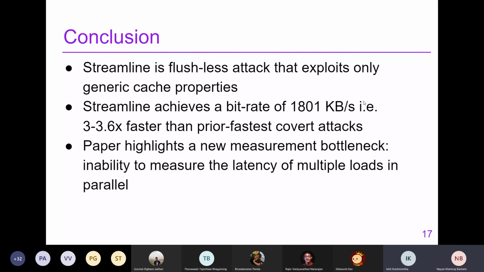In conclusion, Streamline is a flushless attack that exploits only generic cache properties. Streamline achieved a bit rate of 1800. And also, this paper highlighted a new measurement bottleneck, that is our inability to measure latency of multiple loads in parallel. We saw that while sending, we added a RDTSCP instruction just to avoid the processor from sending multiple loads in parallel. Thank you. That's all from myself.